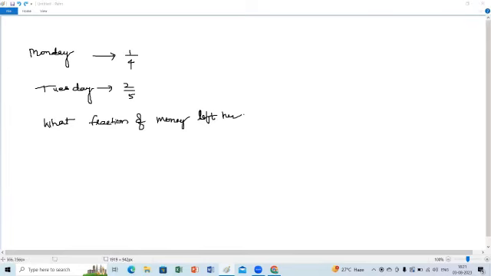Advika's father gave her some money. Advika spends 1/4 of the money on Monday, and she spent 2/5 of the money on Tuesday. What fraction of the money is left with her still? After spending the amount on Monday and Tuesday, how much does she have left?